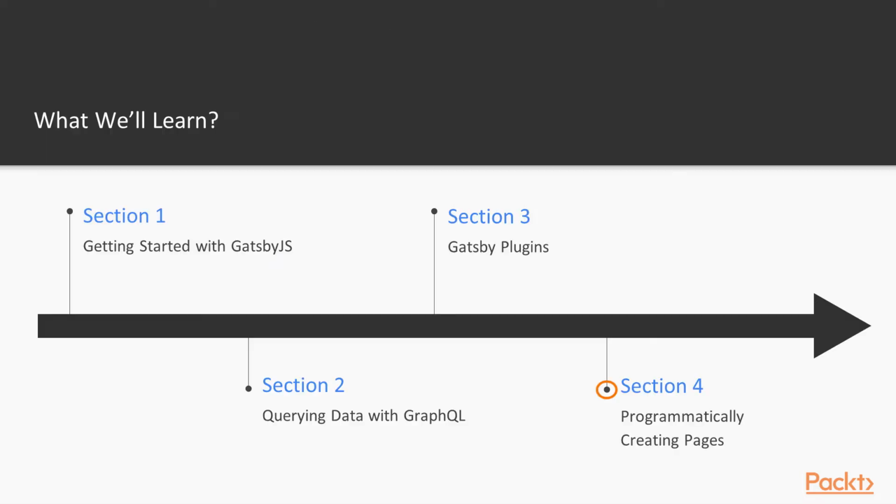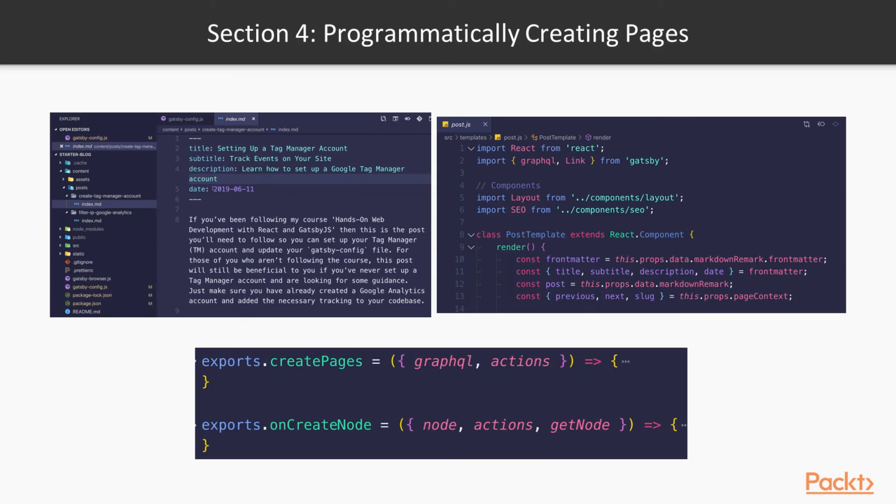Section 4 is hands down my favorite section of this course, as it's where we really get the chance to get down into the nitty-gritty of what makes Gatsby so great. We'll add our first markdown files to our app, we'll build a template, and then we'll integrate 2 Gatsby APIs that will allow us to read content from markdown files to generate pages on our site.